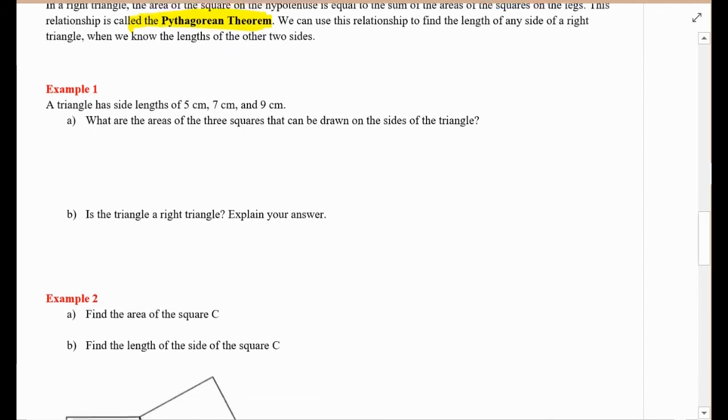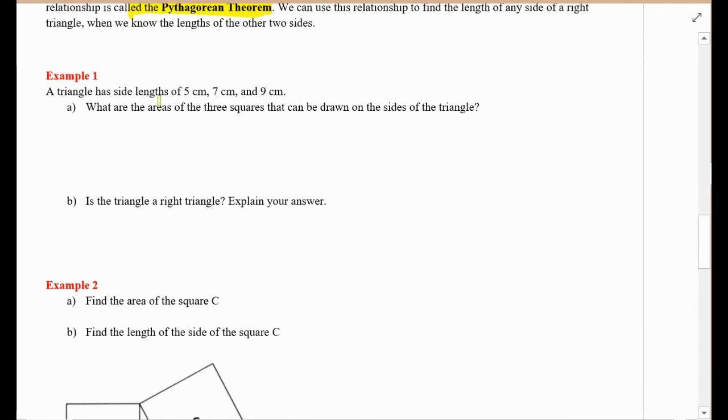Okay, example 1. A triangle has side lengths 5, 7, and 9. What are the areas of the 3 squares that can be drawn on the sides of the triangle? We don't really know if this is a right triangle or not, so let's draw a random triangle. We are not sure if this is a right angle or not. So the longest side should be the hypotenuse, with 7 and 5 as the other sides.